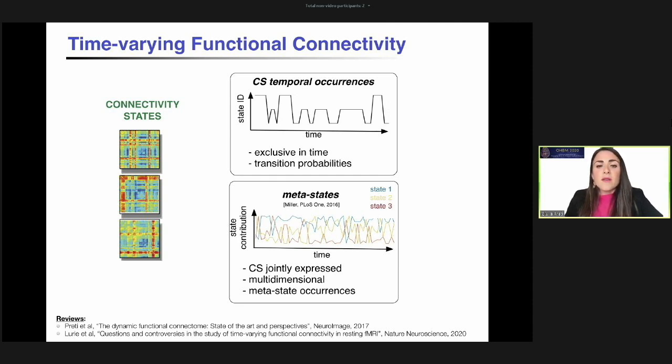So states that coexist at the same time point are macro states called metastates, which were introduced by Miller in 2016. So in this case, we can look at occurrences of metastates.